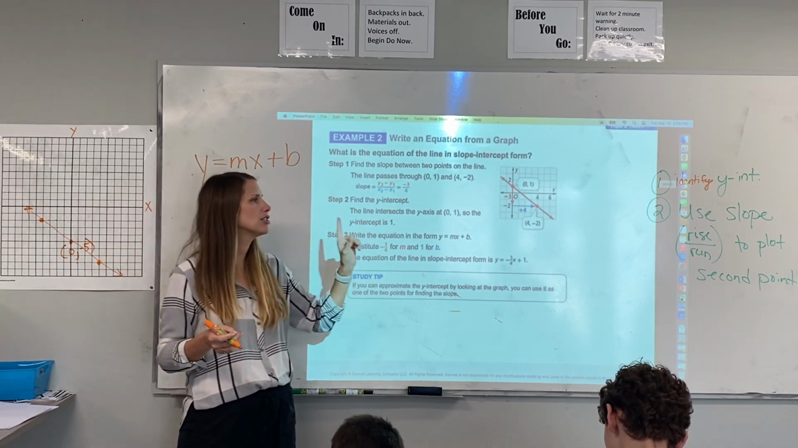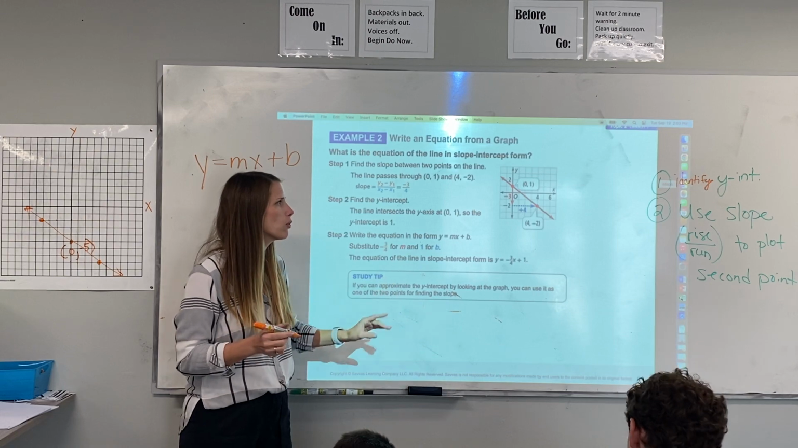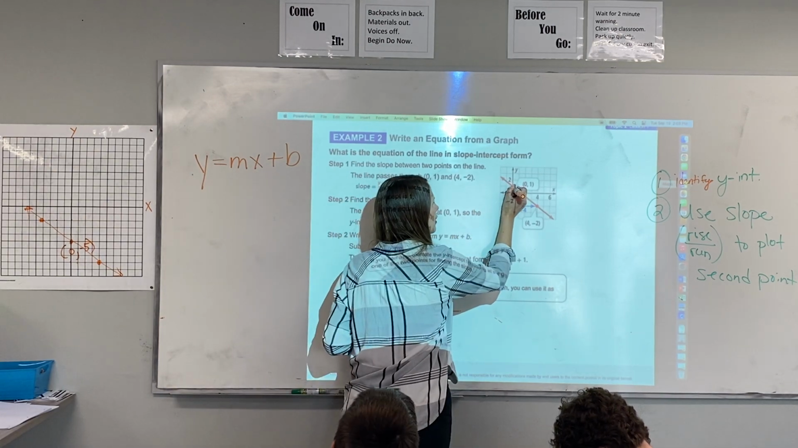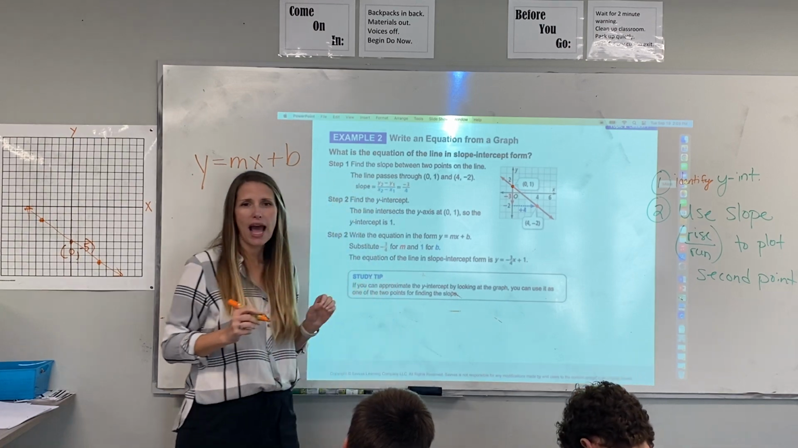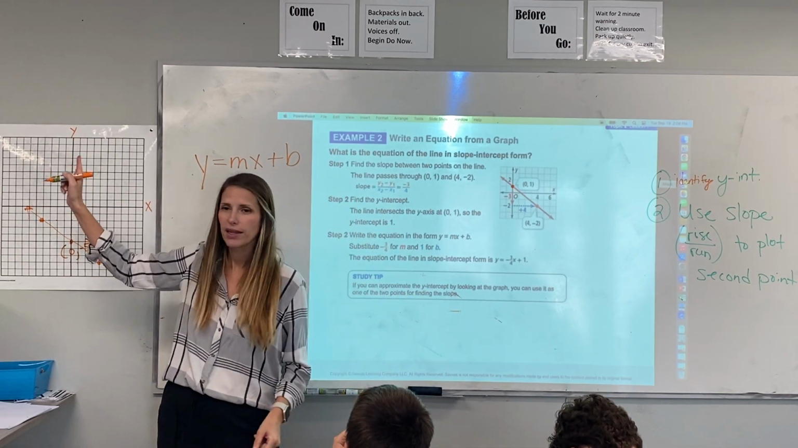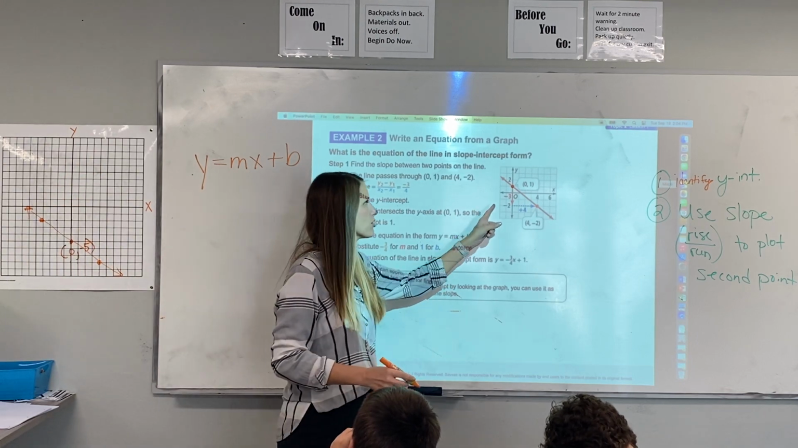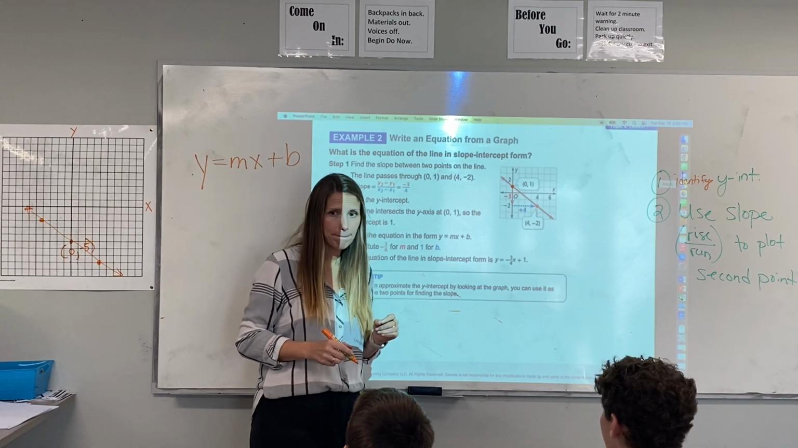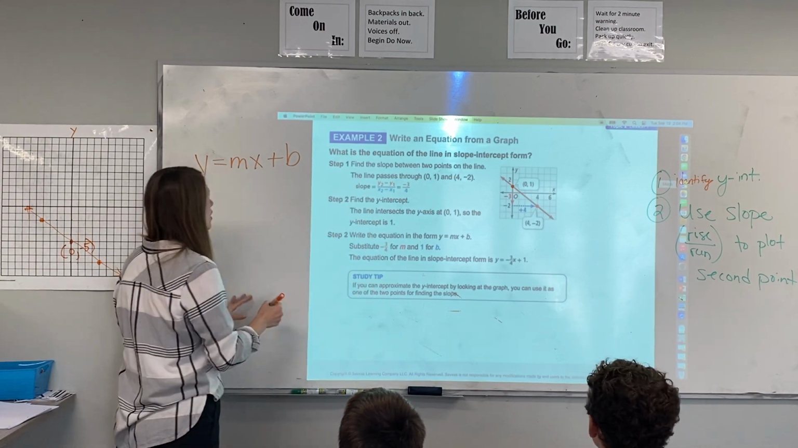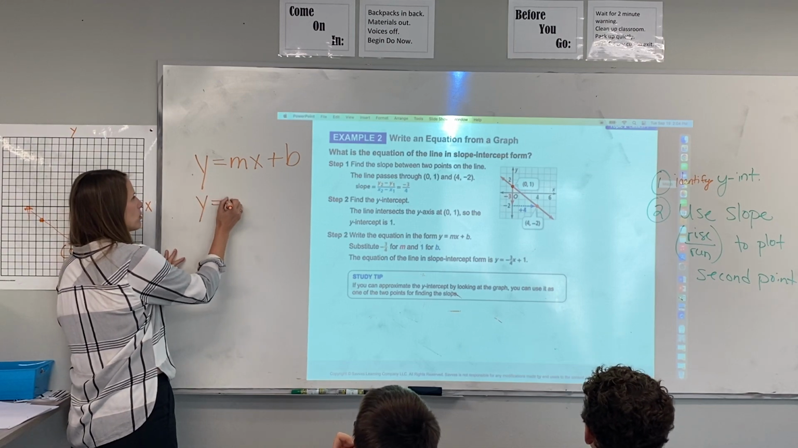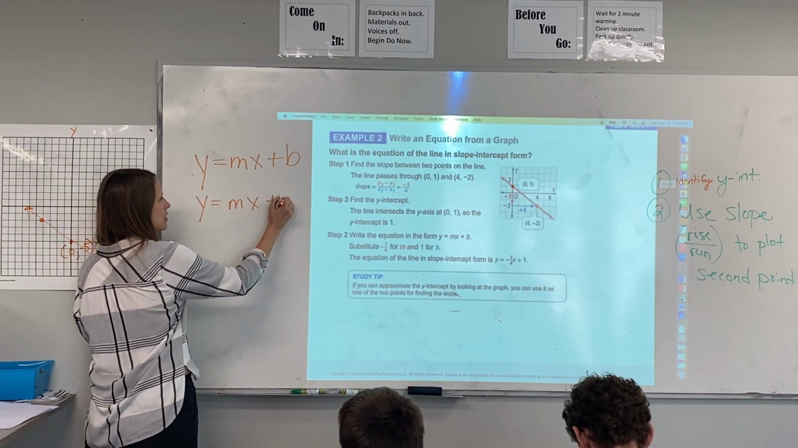All right, pay attention. So guys, we're looking for the point on the y-axis that the line goes through. This is where it intersects, so our y-intercept is? 1. Positive 1. Good. We found one thing, right? y equals mx plus 1.